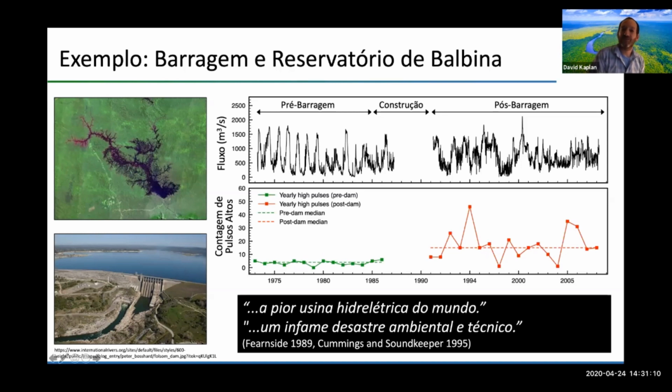In these graphs, on the top is just flow over time in 3 periods: before the dam, during construction, and after the dam. And I have one of those 33 metrics. This is the high pulse count, and it's basically the number of times the flow gets above the 75th percentile of the flow. We look at the pre and the post, and probably even without doing this analysis, you can say there's some sort of change in that hydrologic regime. So the task for us is to look at these changes and see their significance and where dams have had the largest impact on the hydrologic regime.